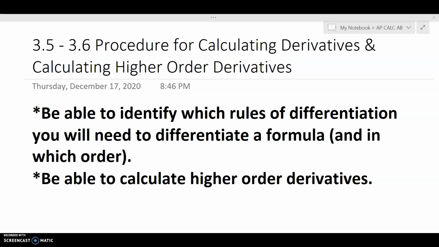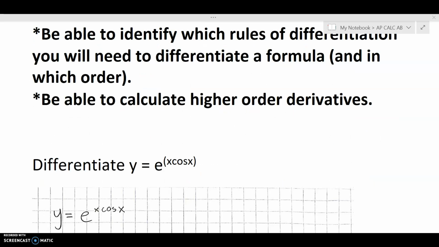Today we're going to be covering the rest of Unit 3, which is the procedure for calculating derivatives and calculating higher order derivatives. So by the end of this video, you should be able to identify which rules of differentiation you will need to differentiate a formula and in which order. You will also be able to calculate higher order derivatives. Okay, let's start by jumping right into our first problem.